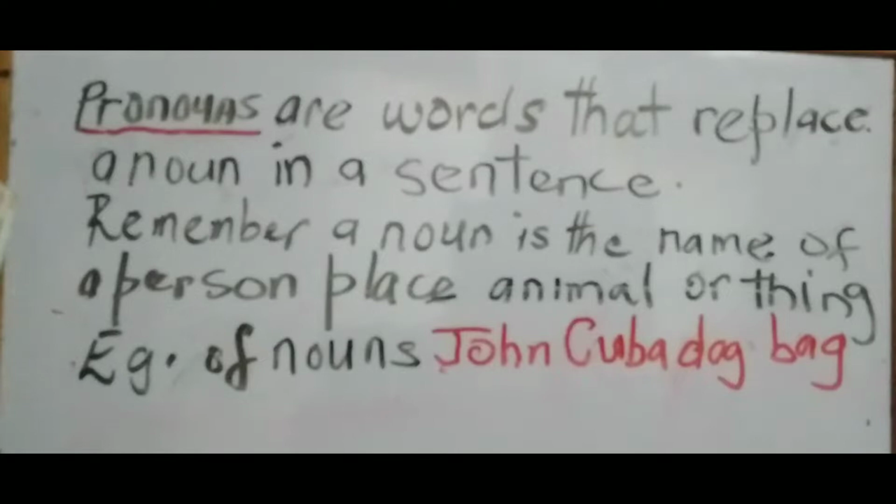And here I put a reminder. It says, remember, a noun is the name of a person, place, animal, or thing. And I give examples here. Examples of nouns. I have John, the name of a person. We have Cuba, a country. We have dog, an animal. And we have bag, which is a thing. All right, so let's continue.